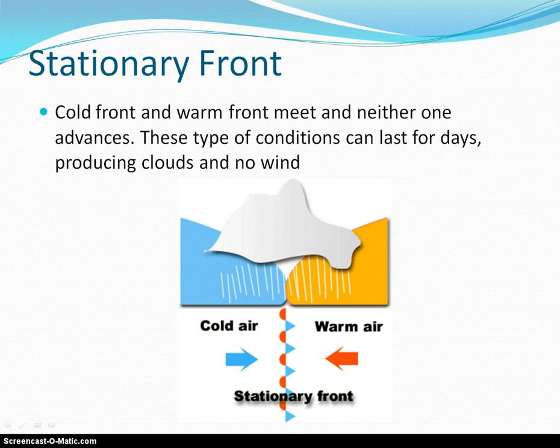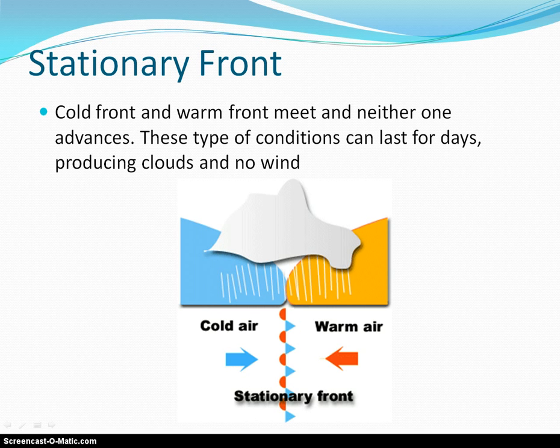And then our last type of front that we look at is a stationary front. Now, sometimes you can get these. There are particular times in the year, maybe in the fall, for example, where you have a warm front and a cold front, and they meet, but neither one really has a lot of pressure. There's not a lot of force behind it, a lot of energy, and so they kind of stalemate with each other and they get stuck.